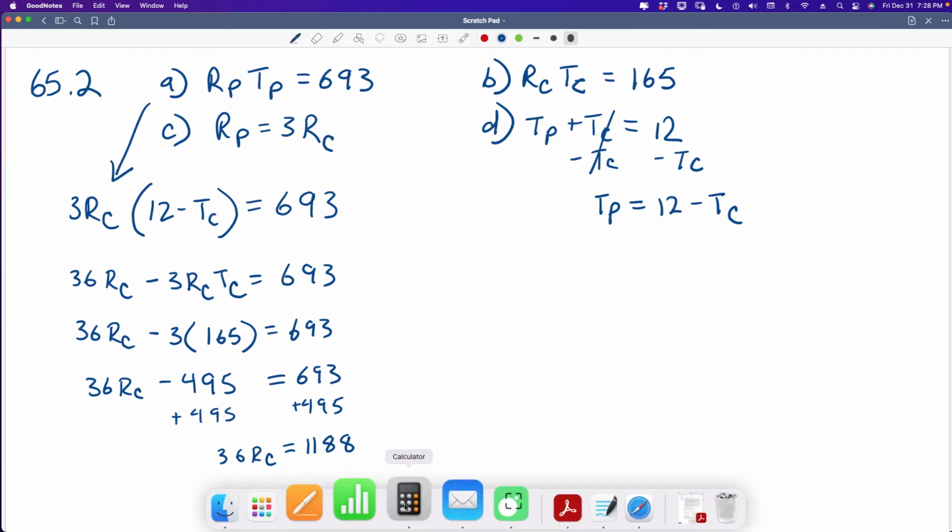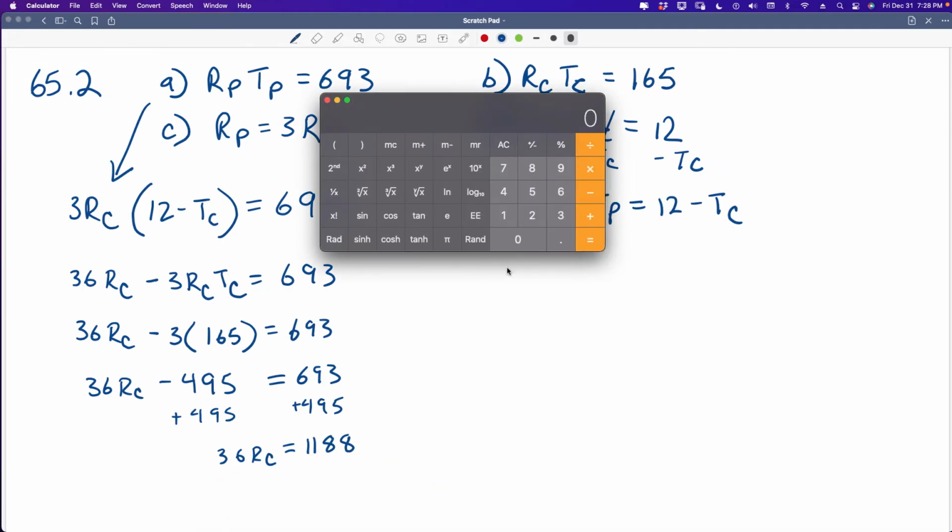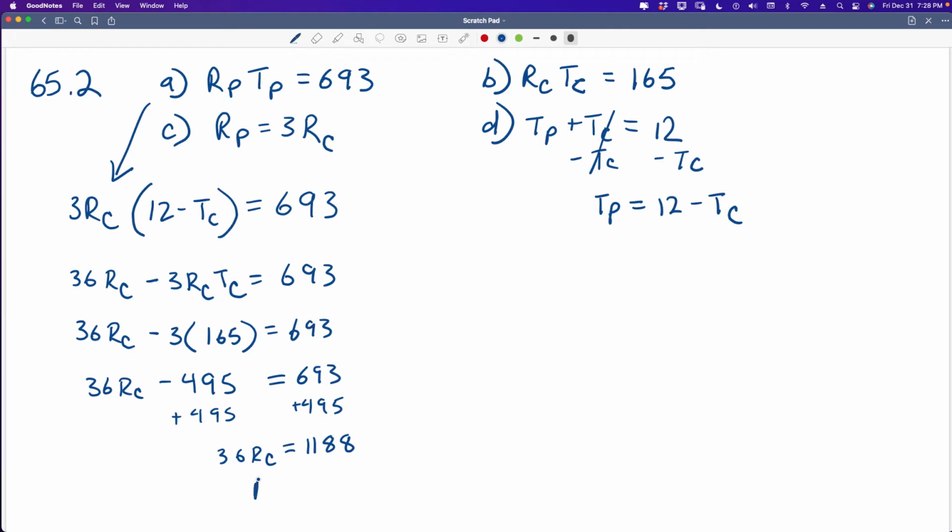But I am going to use my calculator and divide 1188 by 36. Because 36 times whatever this is equals this, I'm going to undo that by dividing. 1188 divided by 36 is equal to 33. So RC is equal to 33.